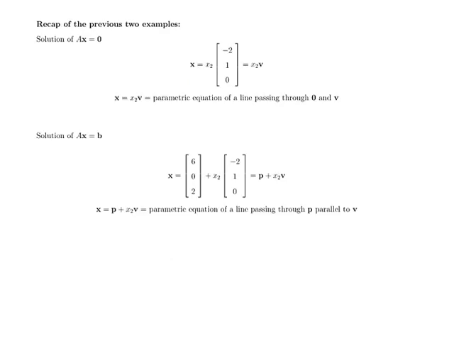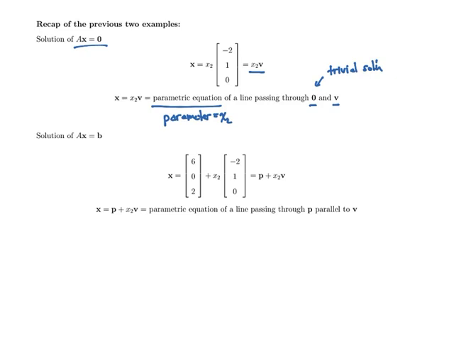So, a recap of everything we just said. When we had the homogeneous solution, that is equals 0 on the right-hand side, we got a solution set of x2v. And that was the parametric equation of a line passing through 0 and v. The parameter there was x2. Different values of x2 gave you different points on that line. And it was a line passing through both 0 and v, 0 representing that trivial solution that we always have for homogeneous systems.